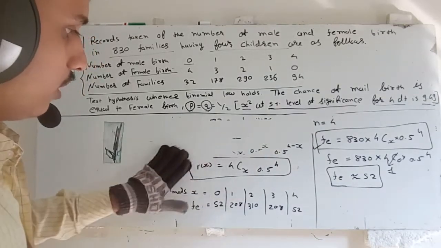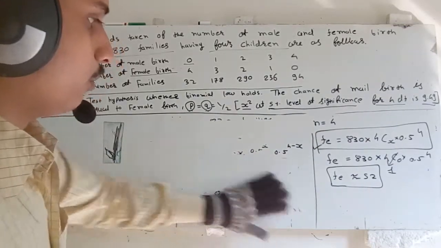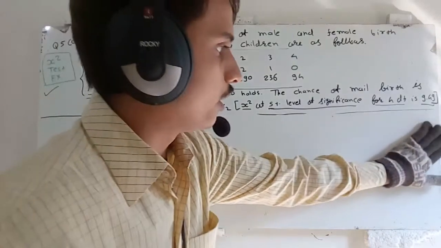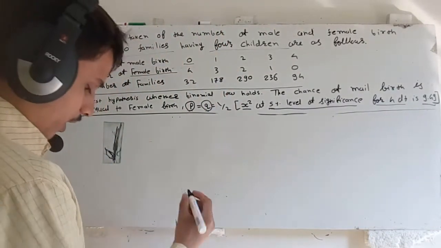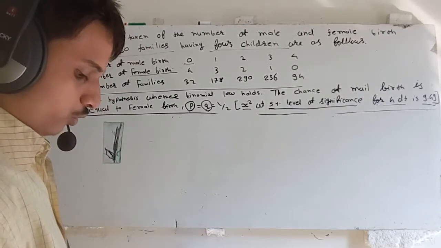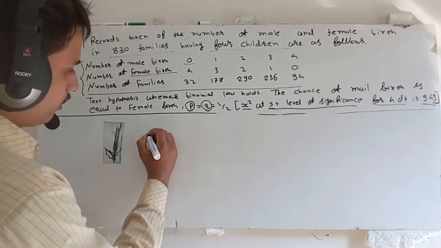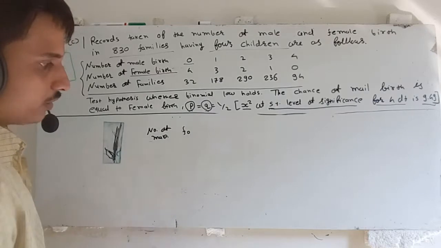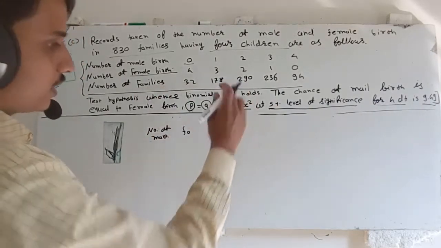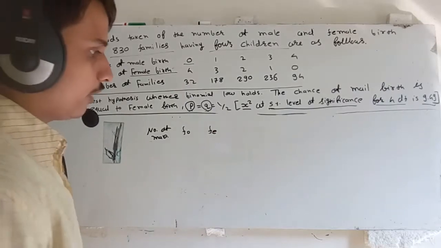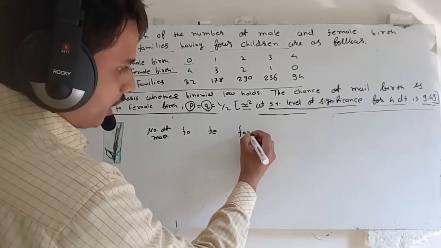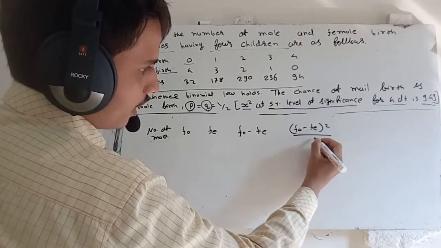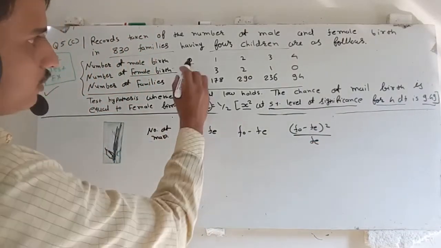Now after constructing this table, we have to construct another table, and this table will give us the value of x square. So this table has a total of 1, 2, 3, 4 and 5 rows. Number of males, F0 is the observed frequency, that is given in the question. Fe is the expected frequency, that we have calculated. F0 minus Fe, and finally F0 minus Fe whole square divided by Fe.